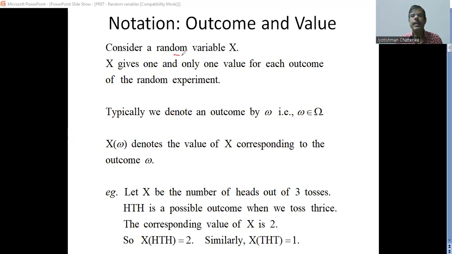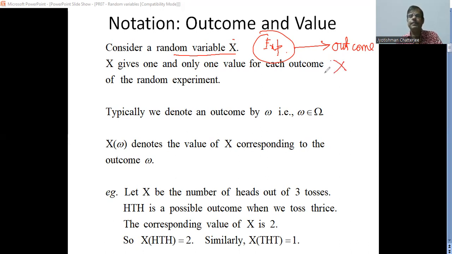Consider any random variable X. What's a random variable? We already know that. It's a predefined way of getting a number out of a random experiment. Now, you perform the experiment. Once you perform the experiment, you get an outcome. For one round of experiment, you get one outcome. And once you get the outcome, your value of the random variable X is known.